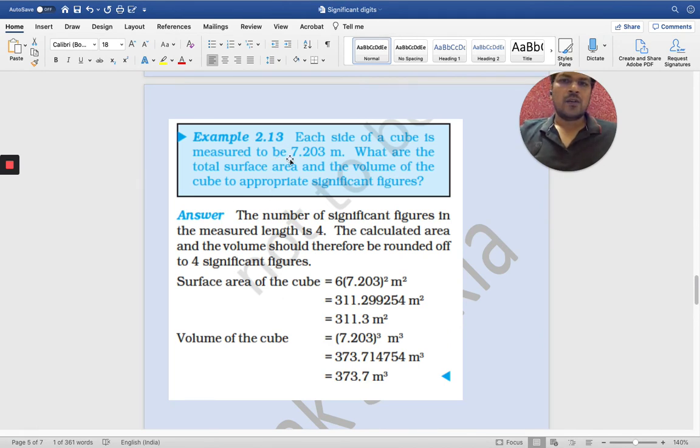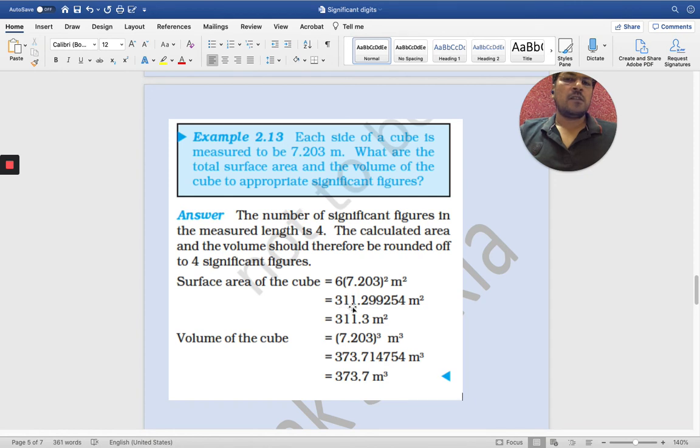So my side length is given, that is 7.203. So I can just say that 6 times L square is basically my area. So you can get the answer 1.299 and 254. But you can see in the data that it has been mentioned to us, our 7.203. Up to 4 digits we can just round it off.